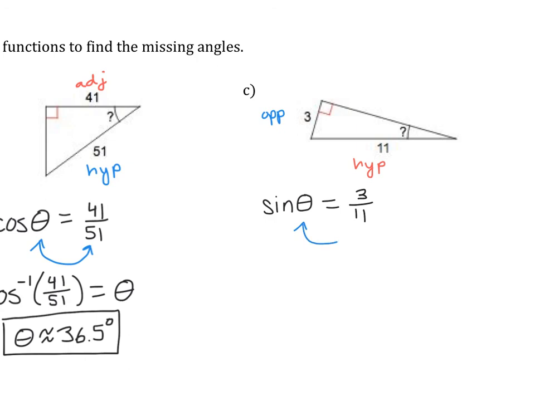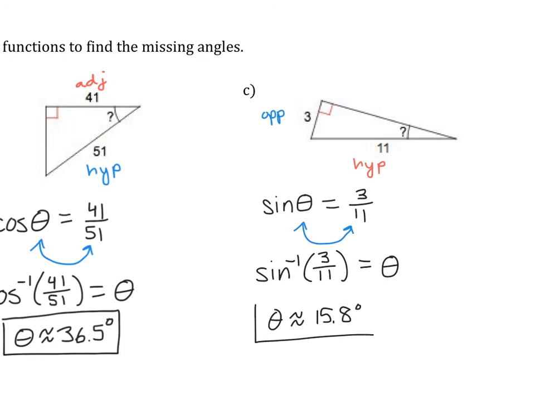To find the angle, we do our swap, and then we use arc sine. So the arc sine of 3 over 11 equals theta. And then we can use our calculator to get the decimal approximation. Theta is approximately 15.8 degrees.